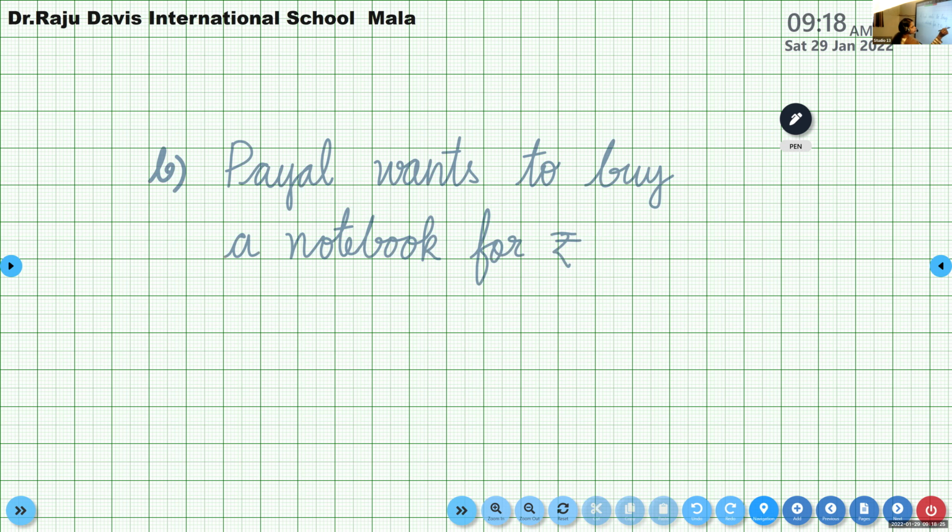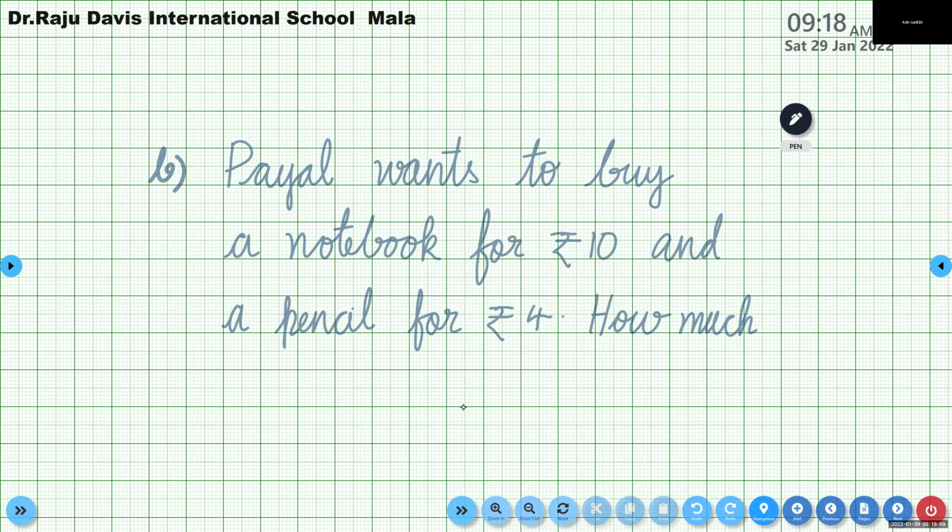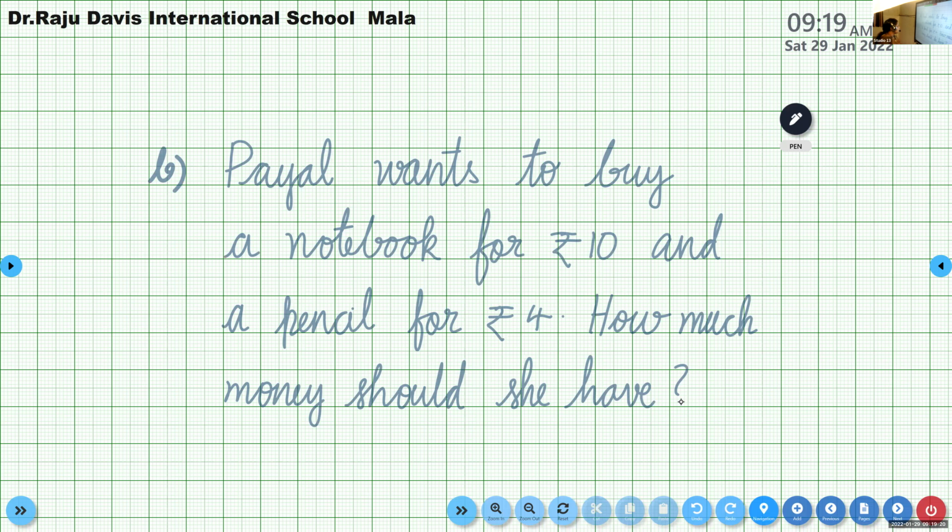And a pencil for ₹4. How much money should she have? Payal wants to buy a notebook for ₹10 and a pencil for ₹4. How much money should she have? Write the question, then we can discuss the answer.